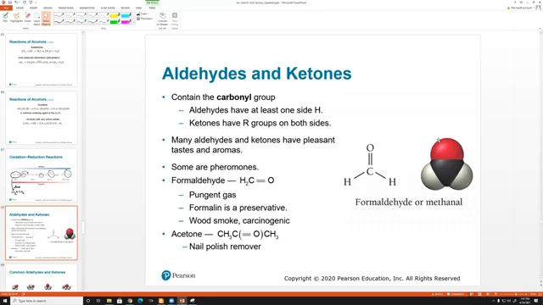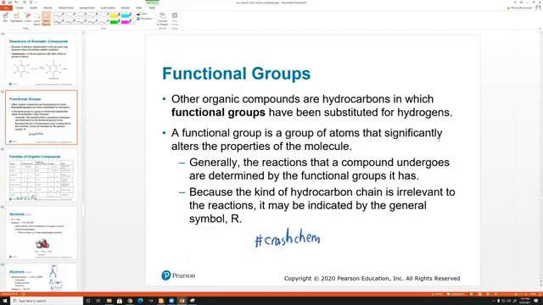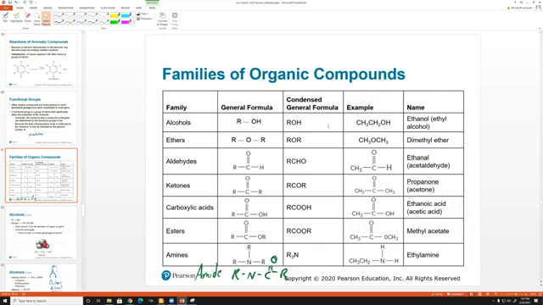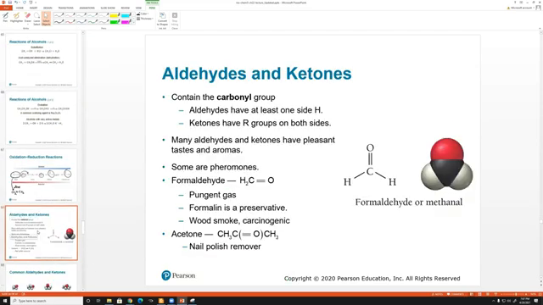Okay, so let's get into those last two. They have that in common. So from the list, there are several with this C double bond O in common: aldehydes, ketones, carboxylic acids, esters, and also the amide, which is down here. They all have that in common. And what is that? That is a carbonyl group.